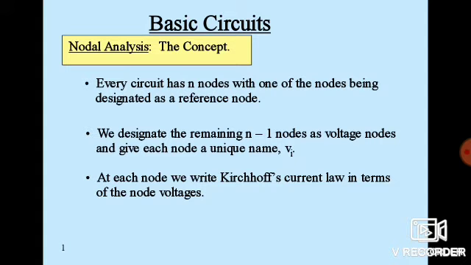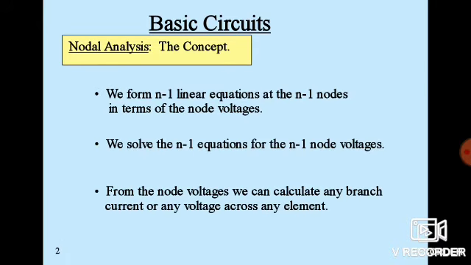Then at each node we have to write Kirchhoff's current law in terms of node voltages. What is Kirchhoff's current law? The algebraic sum of currents entering any node is equal to 0. Otherwise, the sum of incoming current is equal to the sum of outgoing current at a node. So, by using this law, we write the equations for the node voltages.